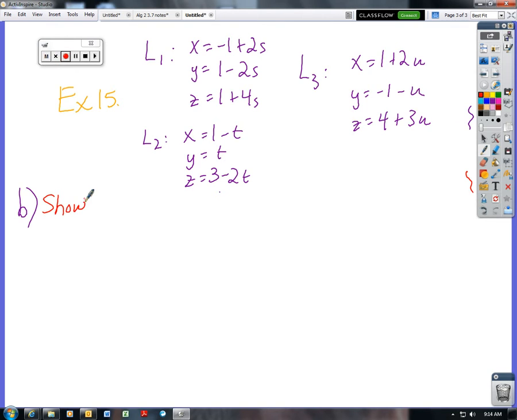Show L1 and L3 are skew. So in order to do that, we have to show they don't intersect, for one thing, and that they are not parallel. So, okay, we'll show they don't intersect.